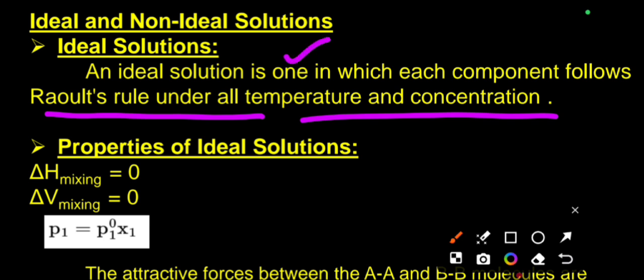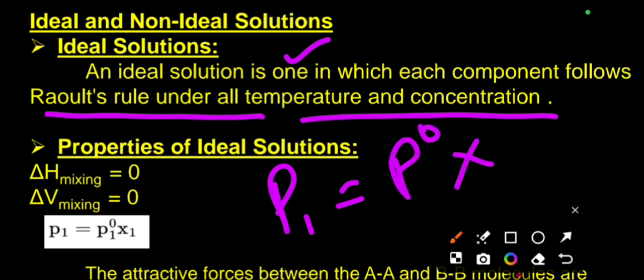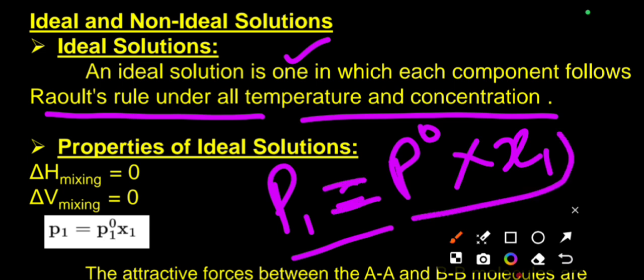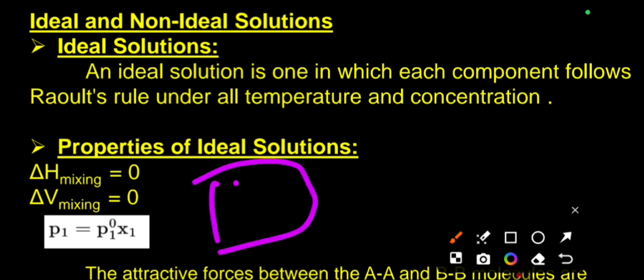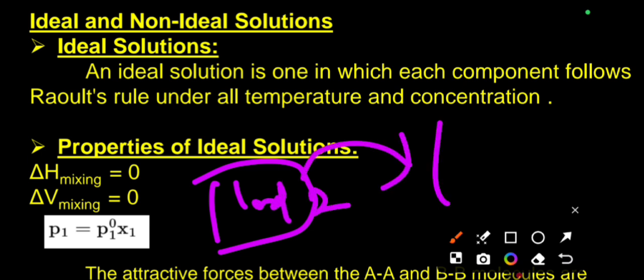Okay, so according to Raoult's law, what is the partial pressure? Partial pressure of any component is equal to vapor pressure in pure state multiplied by mole fraction of that component. Okay, this is Raoult's law. If it follows, then it will be equal to this. It means this multiplication must be equal to the partial pressure of that component. But in an ideal solution, because it is following Raoult's law, after mixing two components 1 and 2, you will not get any change in enthalpy.